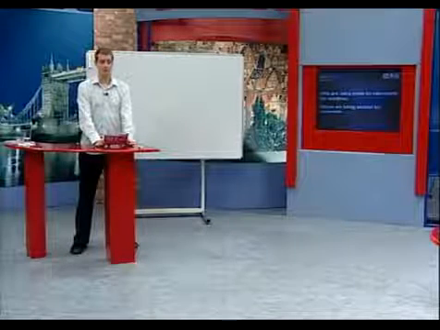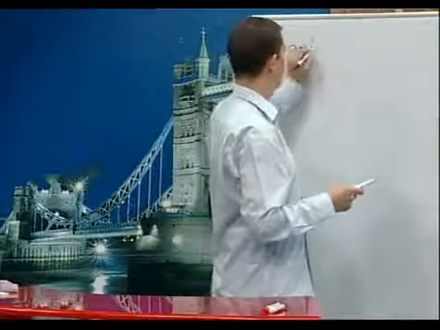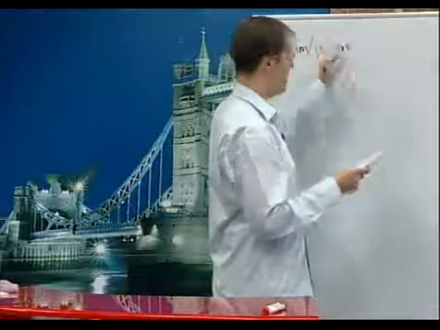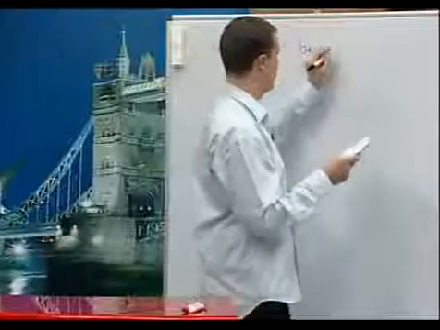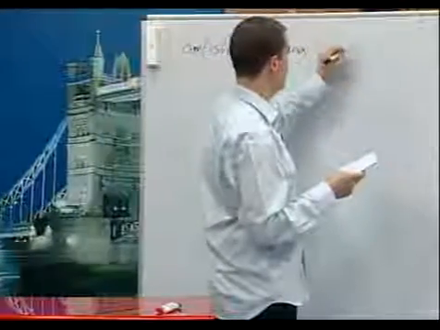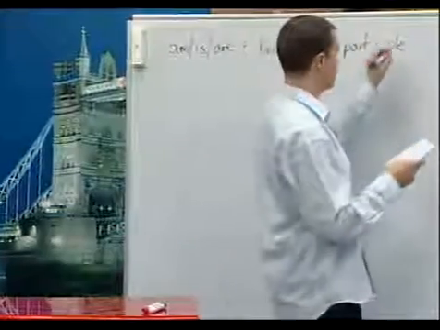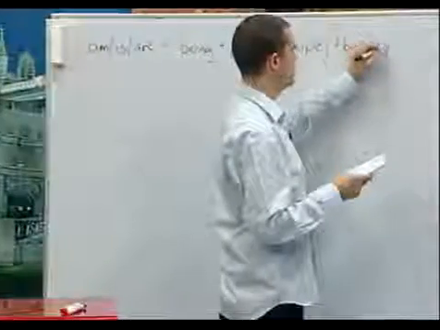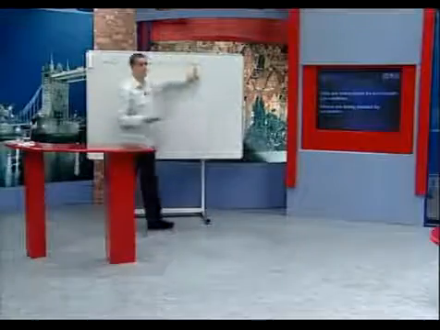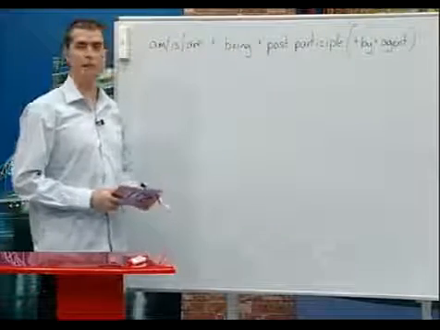The passive voice of verbs in the present continuous is formed by am, is, or are, plus being, plus past participle, and then sometimes plus by and plus agent. Just remember, the agent is the person who does the verb. So it's am, is, are, being, plus past participle, plus by and agent.